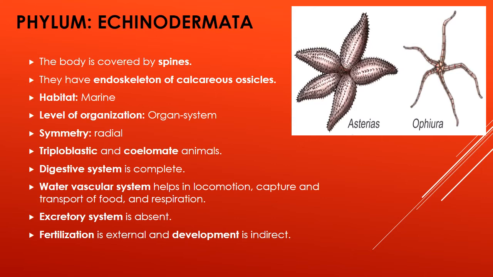Water vascular system. Please remember, in sponges or porifera, a water canal system is present. In this case, a water vascular system is there. What is the function of it? Locomotion, movement, capture and transport of food, and respiration. There is a continuous movement of water within the organism. Excretory system is absent. Fertilization is external and development is indirect.